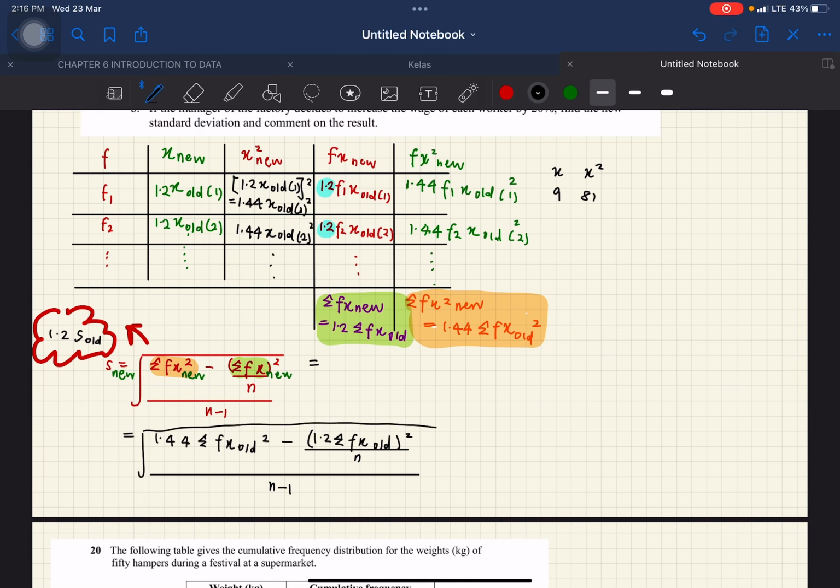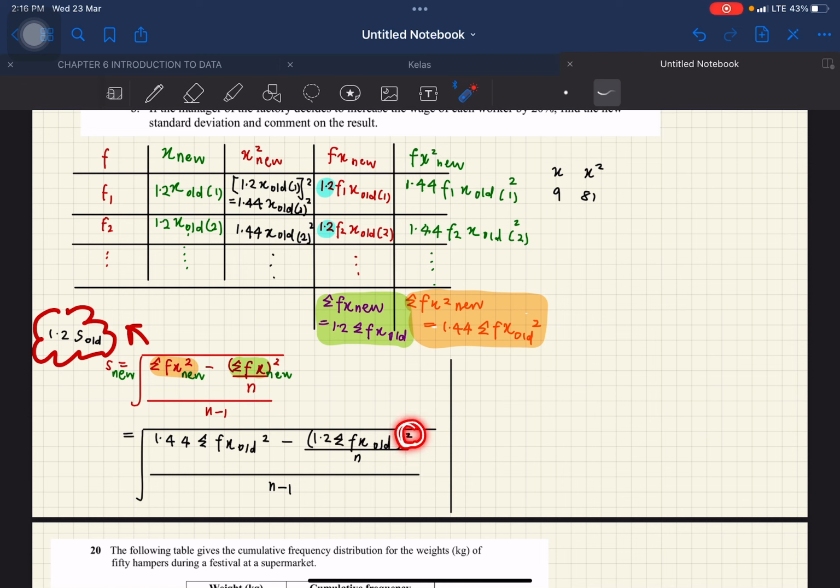Jangan lupa the square root. This square root supposed to be sampai bawah, like that. Okay, so apa lagi yang kita boleh buat daripada sini is, okay, so you can expand this one.